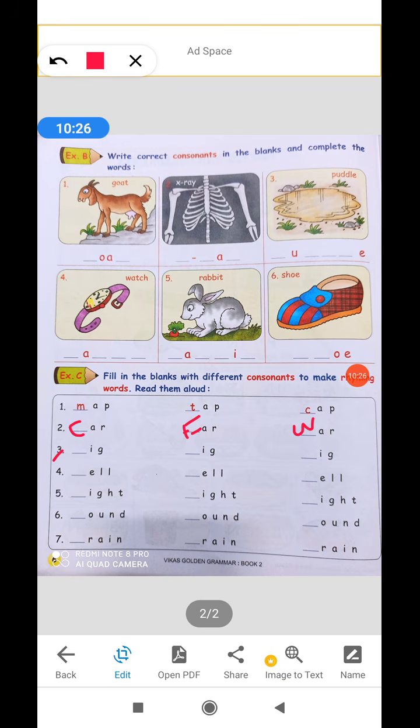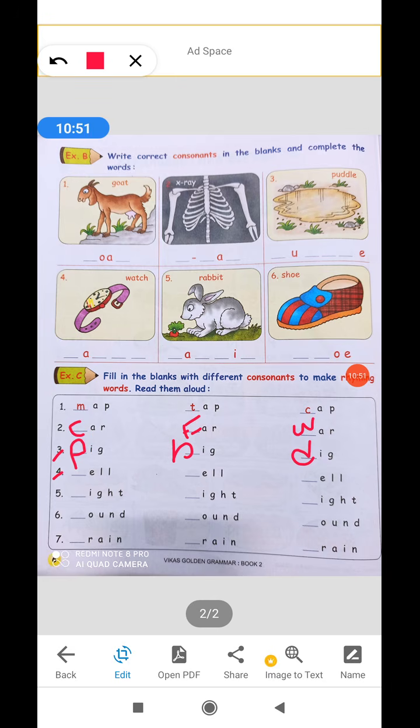Dash IG. So what will it be? Fig. Yes, fig. F-I-G, fig. Again F is a consonant letter. Then dash IG, big. Yes, B can go right here. Big means bada. So B-I-G, big. Again B is a consonant letter. Then dig. D-I-G, dig. Again D is a consonant letter.